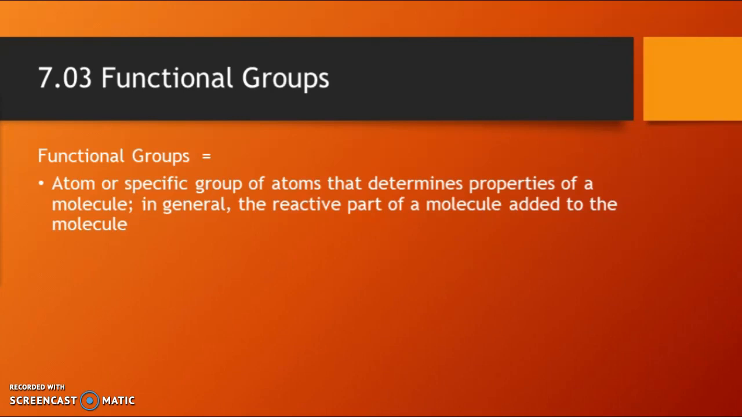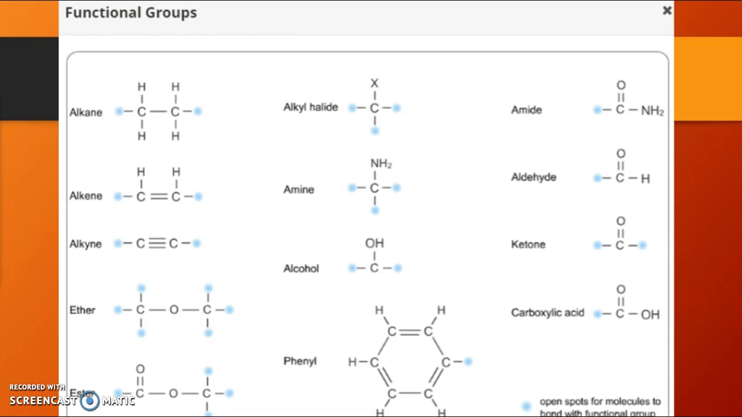So functional groups is our first vocab word: an atom or specific group of atoms that determines properties of a molecule. In general, it is the reactive part of a molecule added to the molecule. So make sure you hit pause, get that all written down. So let's take a look at your cheat sheet.